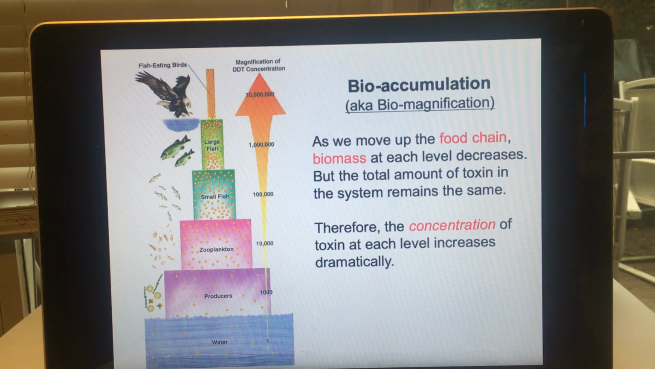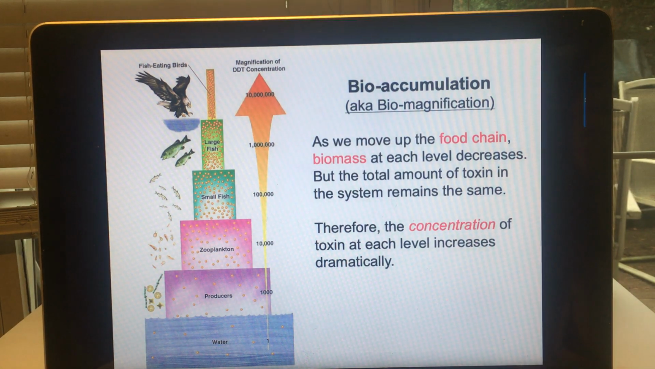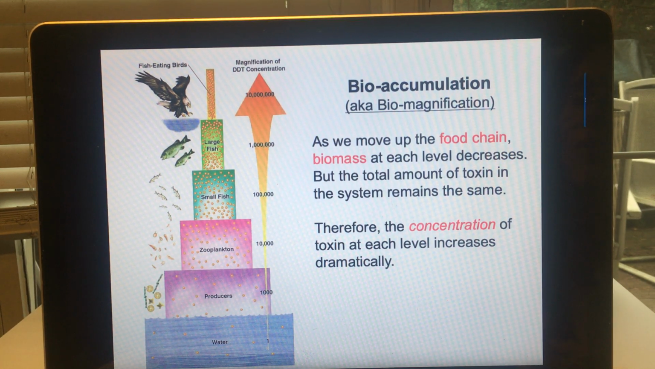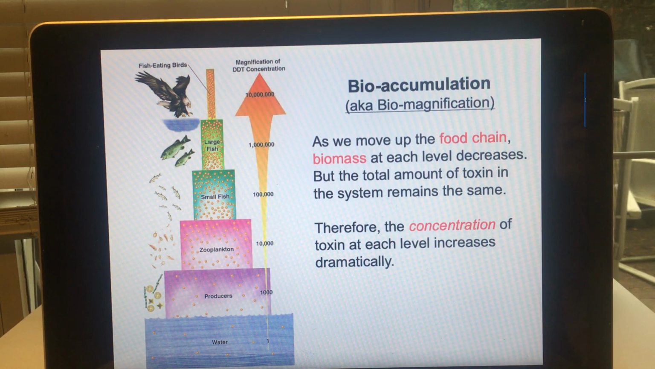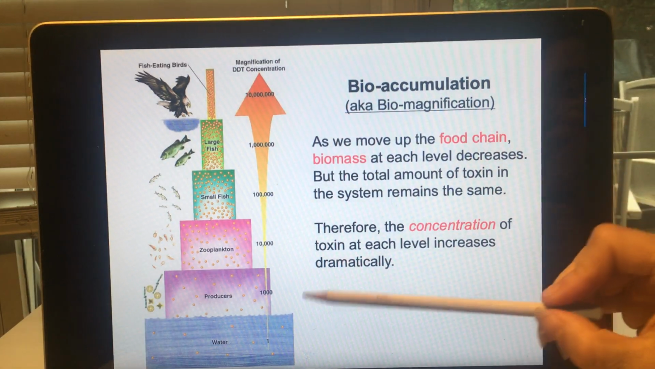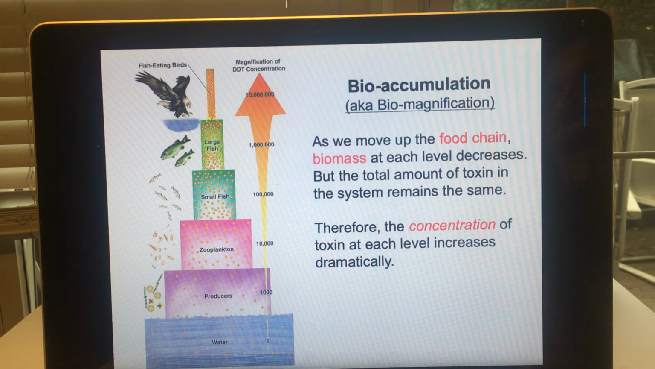Now, the last thing that I'm going to talk about in this lecture is biomagnification, and some books call it bioaccumulation. But this is the idea that as we move up the food chain, biomass at each level decreases because of the 10% rule, the idea that 90% of the energy is lost and therefore the biomass decreases at each energy level. The total amount of toxins in the system, if they remain the same, would then increase in concentration at each level.